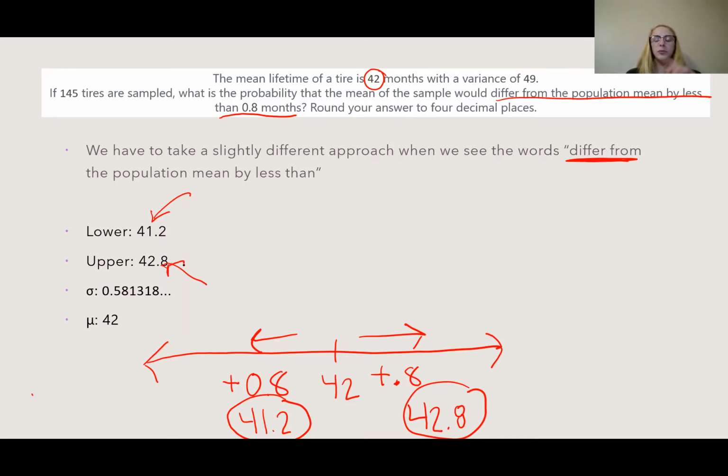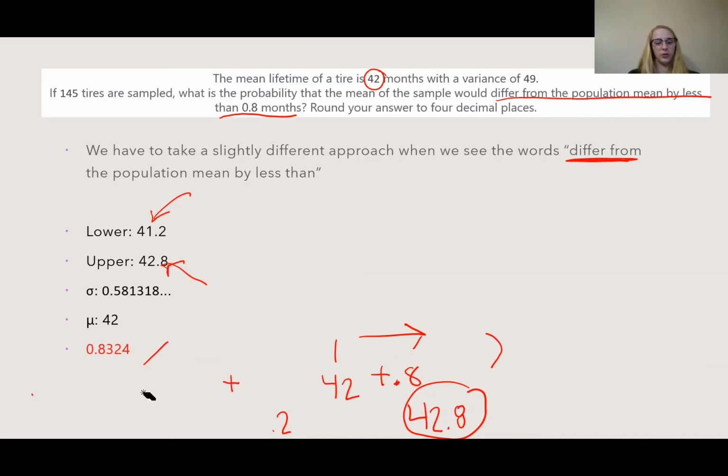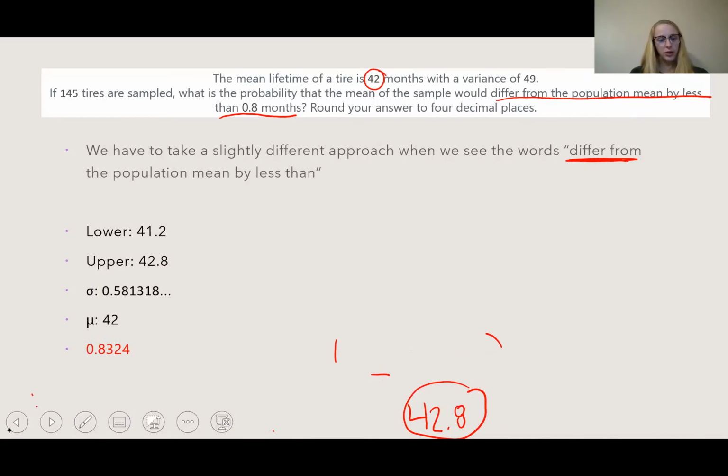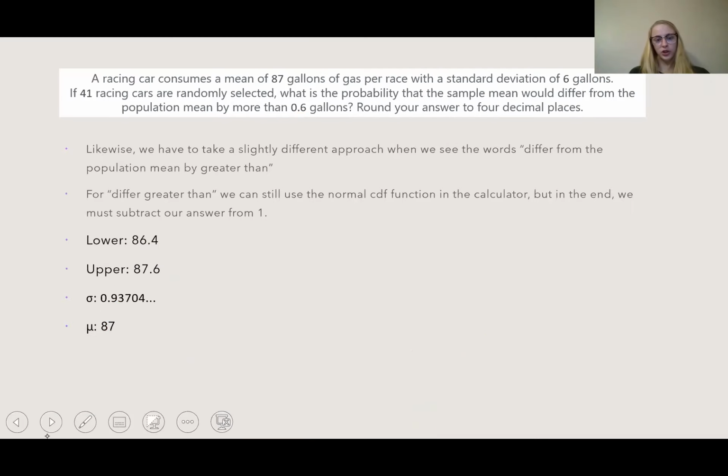So that's what I meant by taking a slightly different approach than whenever it just says less than or greater than. If it says differ, you will not have to use negative infinity or positive infinity. You should get two values that you're going to have to add to or subtract from the mean that you're given. Okay, so if you put those in your calculator using the normal CDF function, you should get 0.88324.